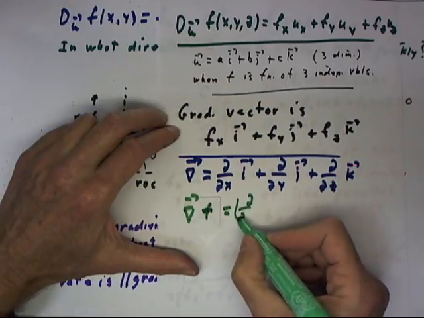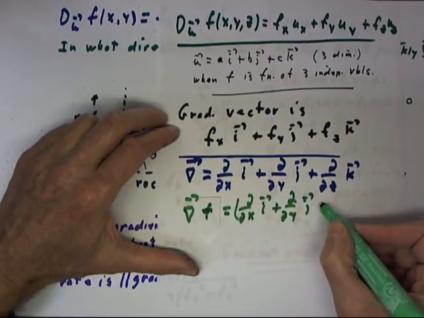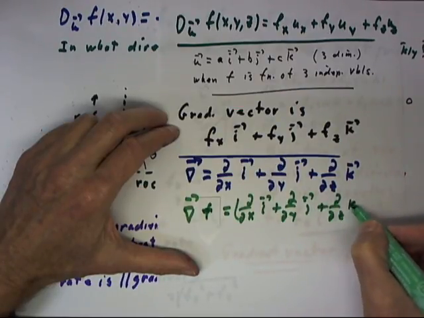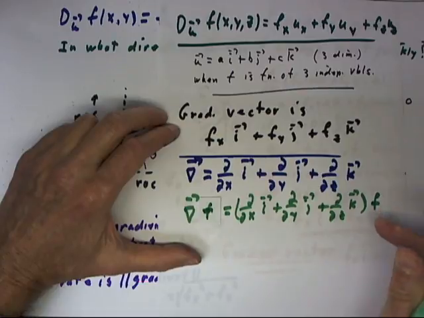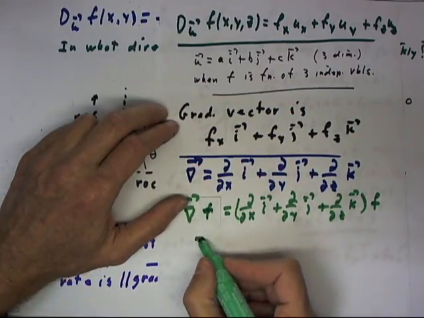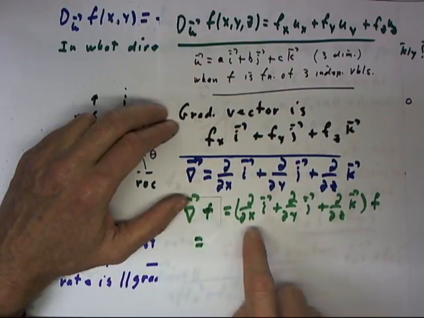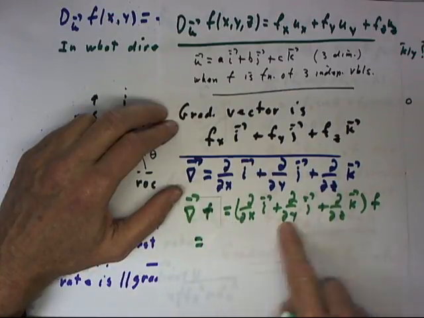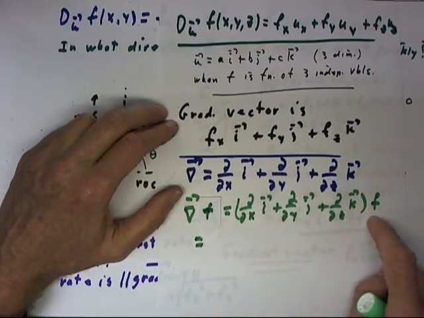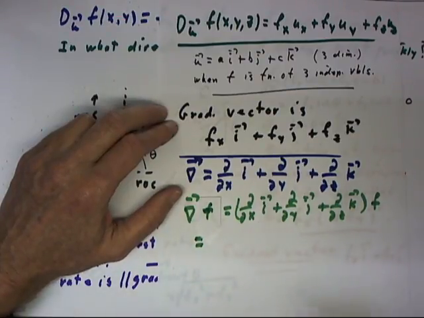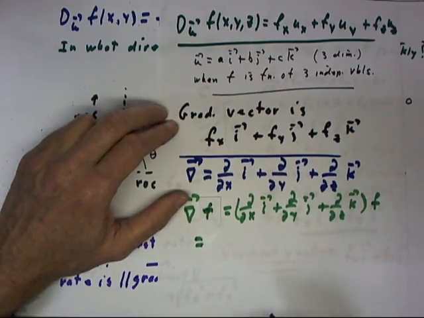Well, that would be partial with respect to x times i plus partial with respect to y times j plus the partial with respect to z times k applied to the function f. What does it mean to apply this thing to the function f? Well, if we just give this operator some basic algebraic properties like distributivity and associativity, and I'm not going to be real specific about how that works out here. Your text will tell you a little more clearly.